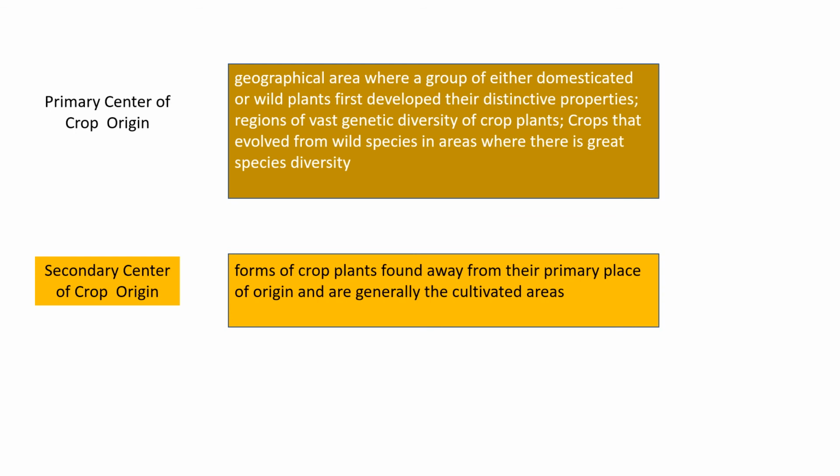So, meron tayong mga crops na ganun ang nangyari. So, meron silang primary center of crop origin and hindi sila matatagpuan doon. But, saan sila matatagpuan? Sa kanilang secondary center of crop origin kasi doon sila kinukultivate. But, originally, hindi doon sila nag-originate.